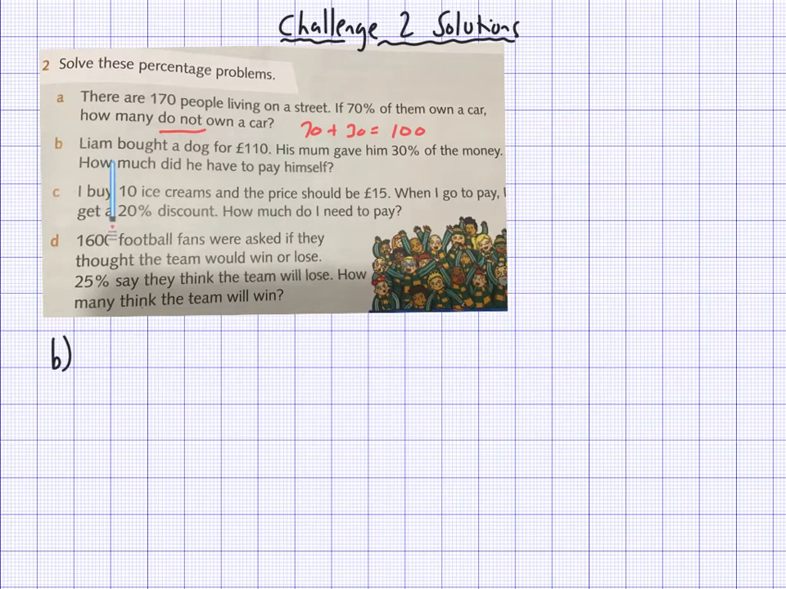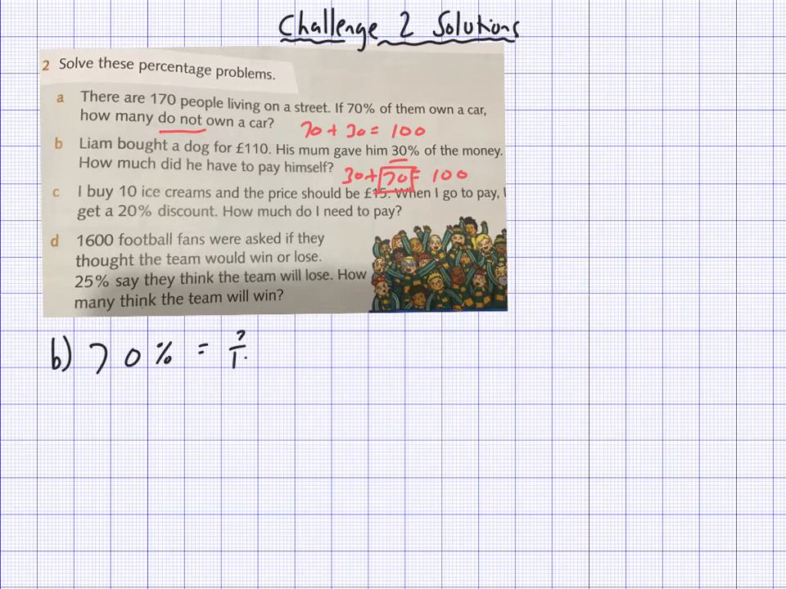B, Liam bought a dog for £110. His mum gave him 30% of the money. How much did he have to pay himself? His mum gave him 30%, so I know that he must have paid 70%, because 30 plus 70 equals 100. Sort of a reverse of question A there. His mum gave him 30%, he's paid 70%. So I want to find 70% of £110.